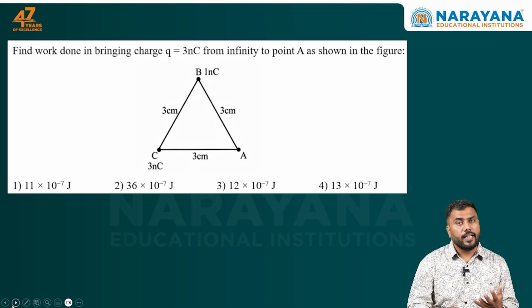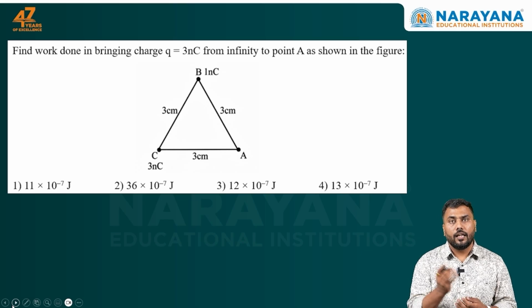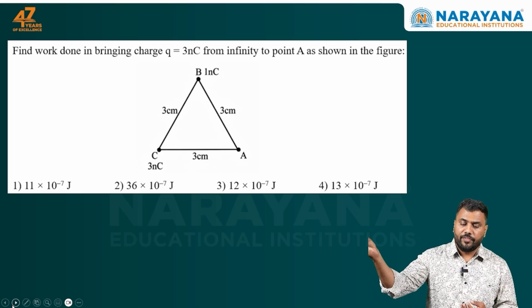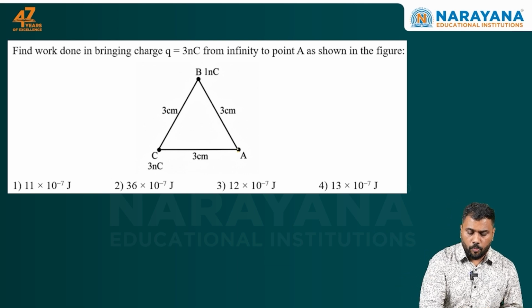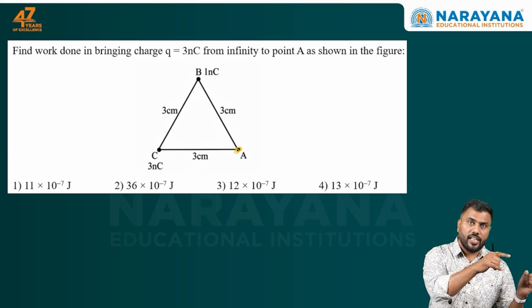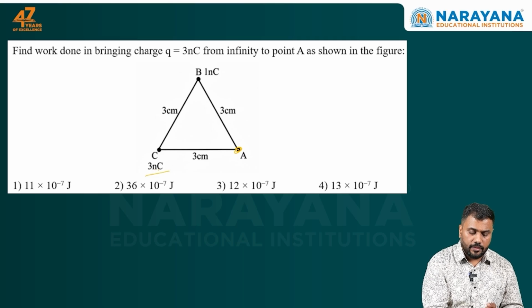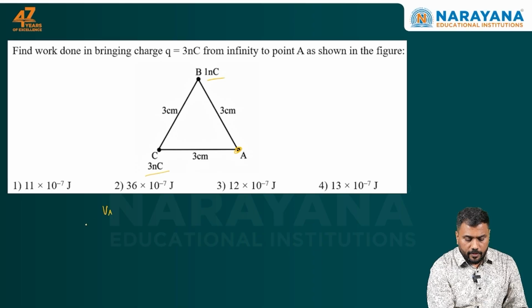The next question is again a simple question from electrostatics. We need to find the work done in bringing a 3 nanocoulomb charge from infinity to a point A as shown in the diagram. If you look, point A is a corner of an equilateral triangle whose other two vertices B and C also have charges of 3 nanocoulomb and 1 nanocoulomb. So, the potential at point A into the charge that you are bringing should be the work done by you.